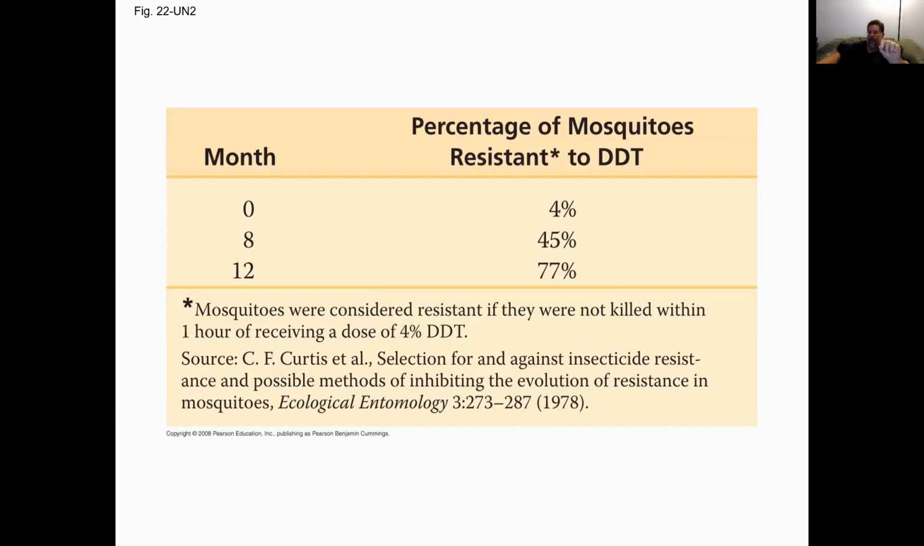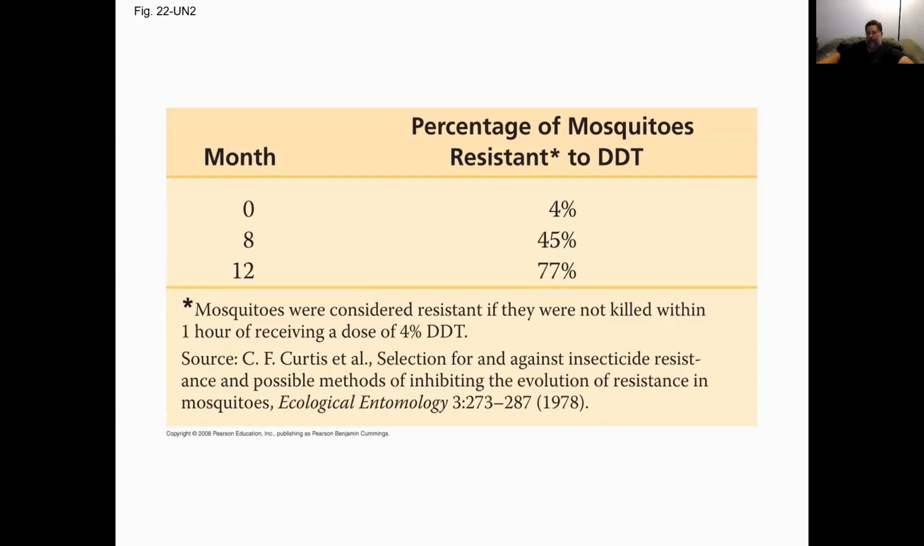Here's one example of it in mosquitoes. Mosquitoes obviously are a big nuisance, but they're more than a nuisance. In some countries, mosquitoes spread malaria. Malaria is a blood-borne parasite. And that blood-borne parasite can cause some serious problems and can kill people.